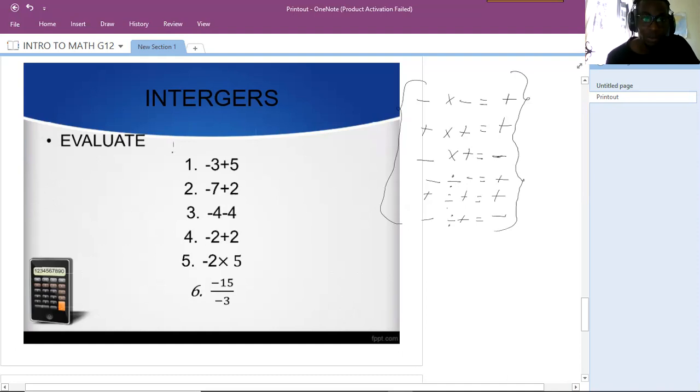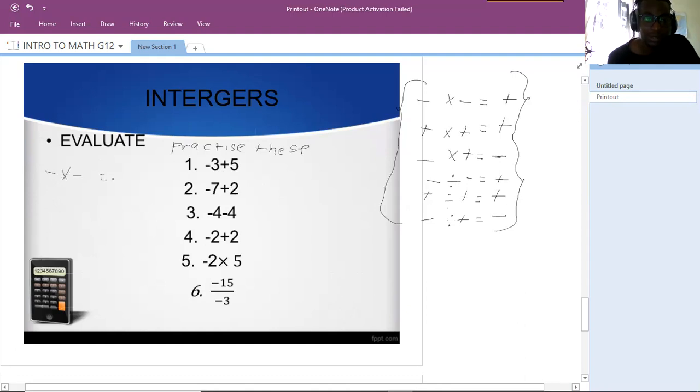I want you to practice. We're going to solve these questions together, but I want you to practice these questions over and over until you understand how to solve all of them. So we're going to start off with this one here. It says negative 3 plus 5. Negative 3 plus 5. Let me write this side.